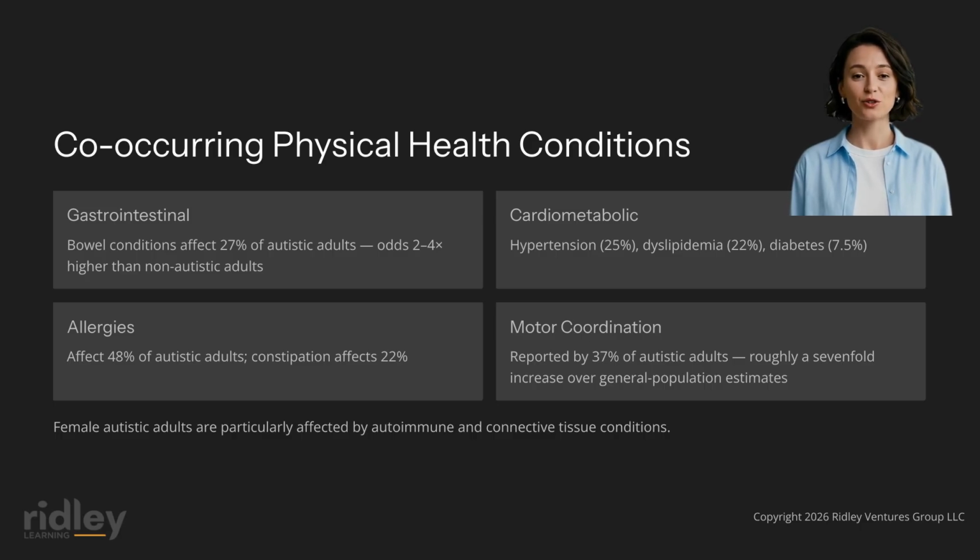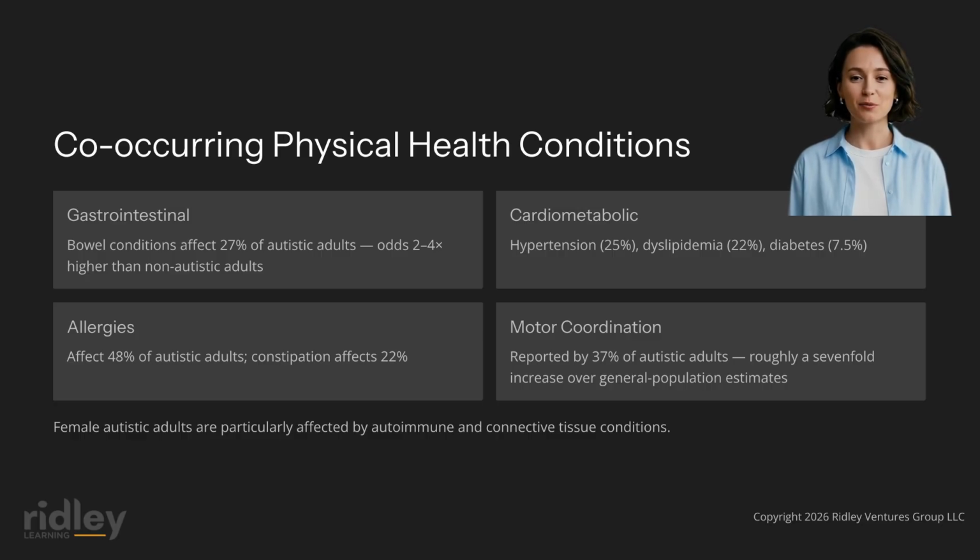Torenvliet and colleagues' 2025 Dutch comparison, which included 327 autistic and 274 non-autistic adults aged 30 to 90, reinforced that picture. Bowel conditions affected 27% of autistic adults, with odds ratios 2 to 4 times higher than non-autistic adults. The relative excess was larger, not smaller, in middle and later adulthood.